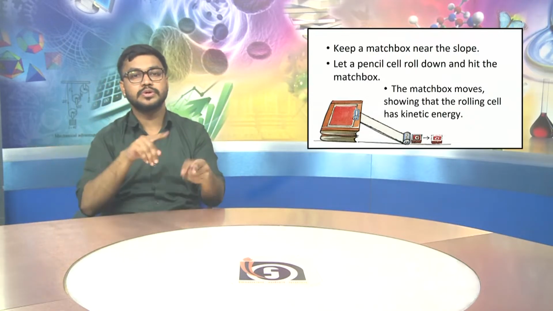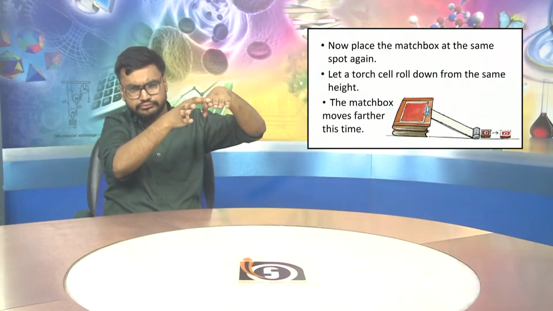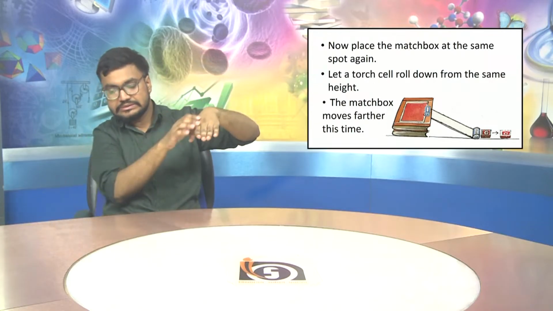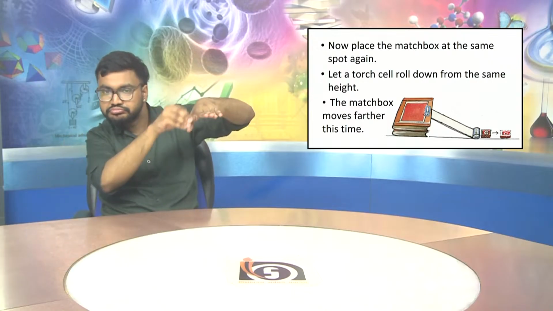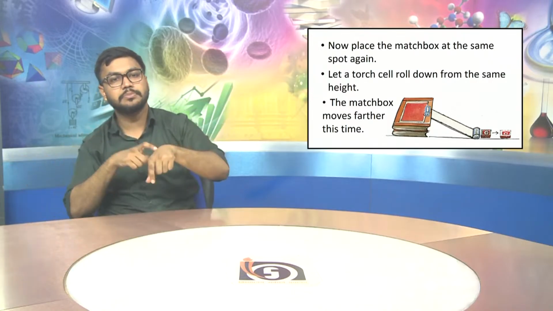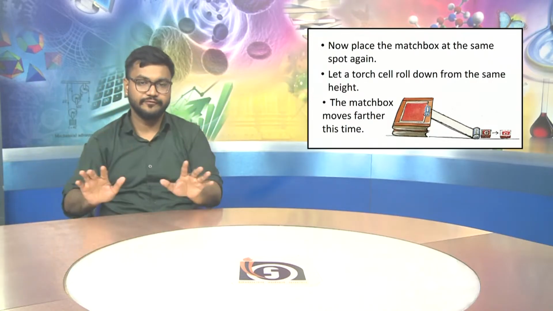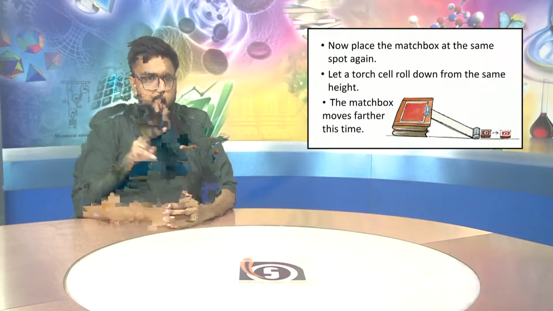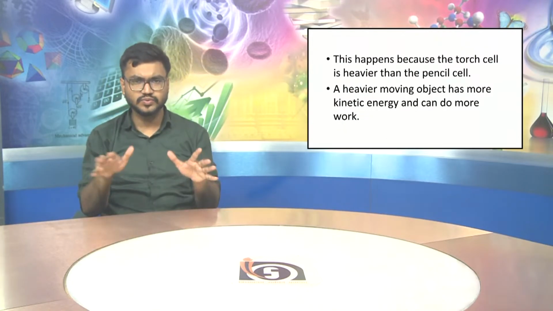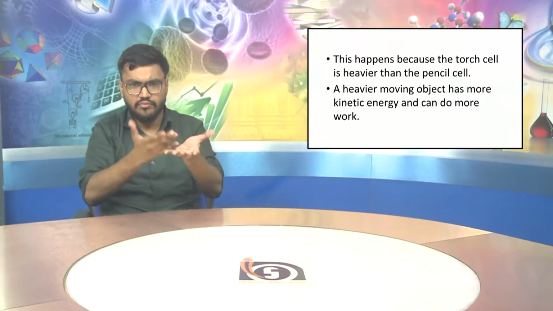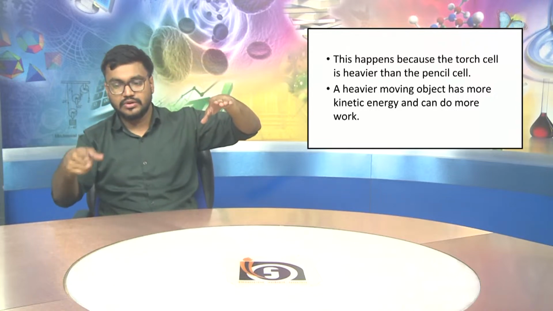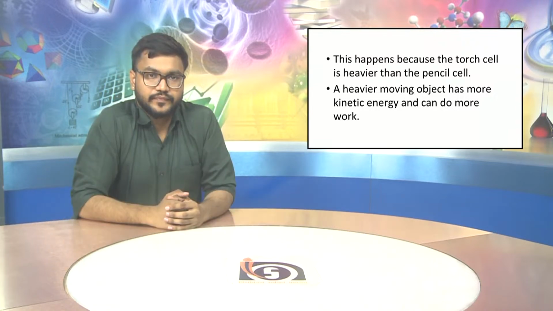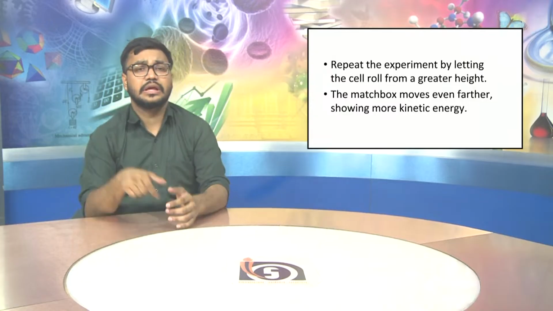The matchbox moves. Now place the matchbox at the same spot again. And the matchbox moves. This happened because the torch cell is heavier than the pencil cell.